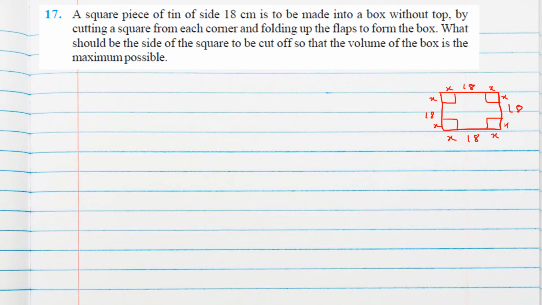Now see what the figure will be. After cutting the squares we will get this type of figure. So we have to fold up these flaps to get the box. So the box will be like this.